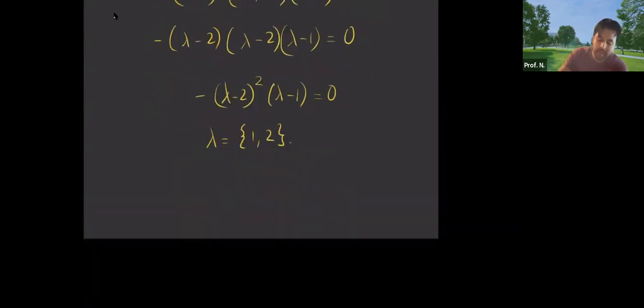So once I find the eigenvalues, I need to find the eigenvectors. So lambda equals 1. I need to find what happens when A minus I. What is A minus I? I get negative 1, 1, 2. And I get 1, negative 2, 0. I get 1, 1, right? I believe we've done this same one.